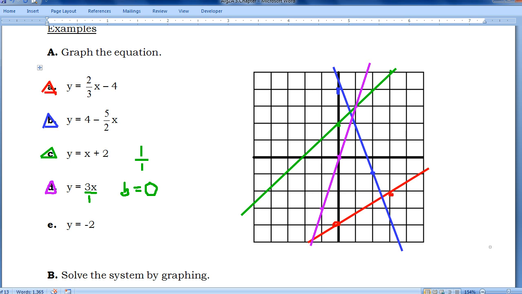And the last one, letter E, doesn't appear to have an x, which means that the slope is 0. And I'm going to put it over 1 again. My starting value is -2, and then I'm going to rise 0, run 1. So that's a horizontal line.